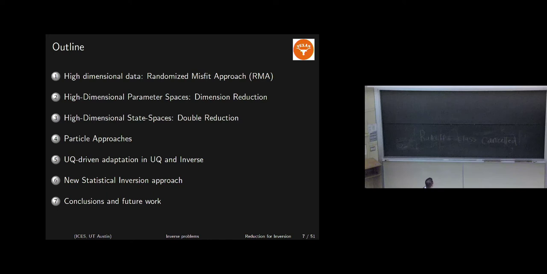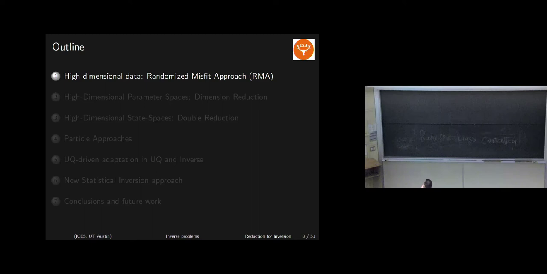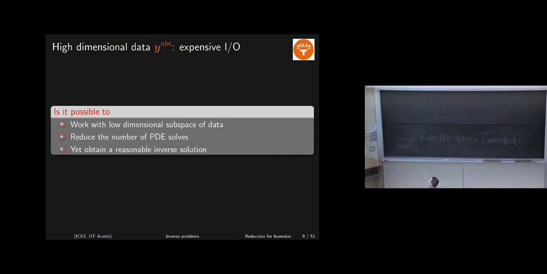So that's the point. Let me start with data. Machine learning data is the first word, like Professor Zabrera said. So let's see how we can deal with high dimensional data in the context of inverse problems. What we want to do is design a method that works with a subspace of data. I talked to some of the students here. The question is, can you work with a small amount of data, yet still obtain a reasonable inverse solution, and at the same time reduce the number of PDE solves? Remember that each PDE solve is the problem here. Unlike the imaging community or computer science community, where they don't see PDEs, we have PDEs here. We try to minimize the number of PDE solves. So can we do this?